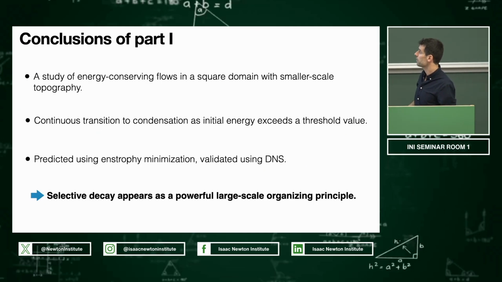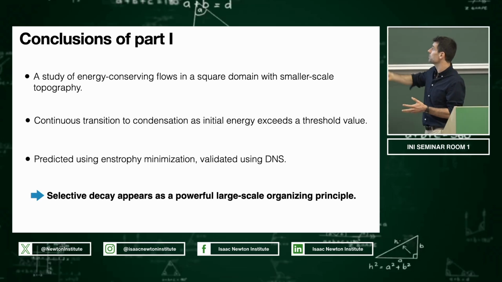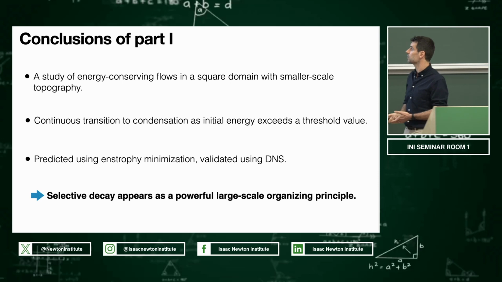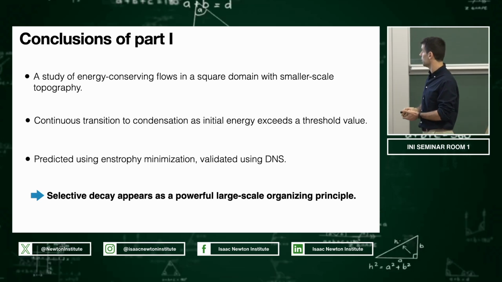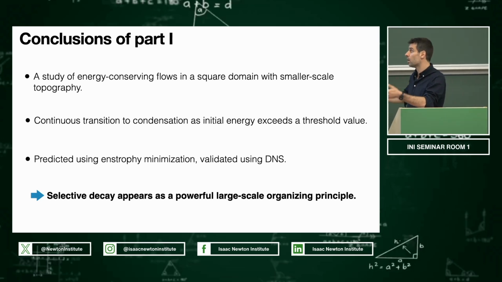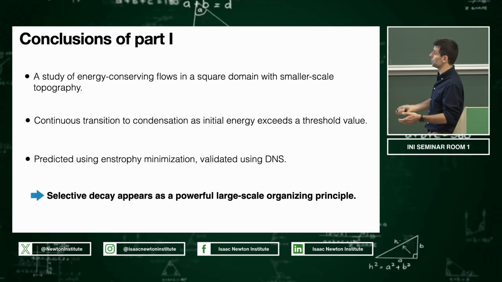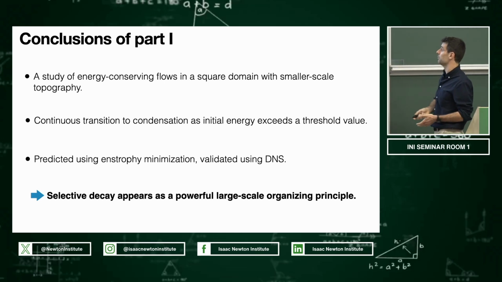Okay? So that's the conclusions of the first part of the talk. I've studied the energy-conserving flows in a square domain with a smaller scale topography. I've derived a continuous transition to condensation as I vary the initial energy of the initial condition. And I've predicted this transition using entropy minimization, and it seems to be in very good agreement with direct numerical simulations. So it seems that selective decay, or the statistical physics of 2D flows, because after all, both of them predict that Q will be proportional to psi, seems to be a powerful large-scale organizing principle, even at a quantitative level.